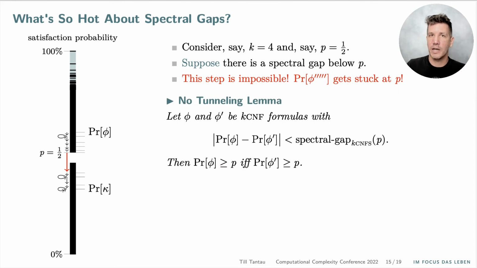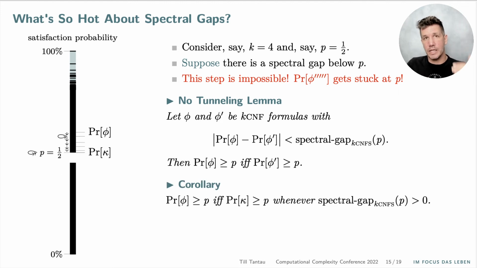It's called the no-tunneling lemma in the paper. It's a little bit like quantum theory, where you have an electron that has an energy level, and then something is forbidden in the middle, and then it can sort of tunnel through this gap, this energy gap. And here our formulas can't. If you have two formulas whose satisfaction probability is so near to one another that it's smaller than the spectral gap, then certainly both of them are either above P or below P, but it can't be one above and one below. It's simply impossible, because then one of them would have a satisfaction probability in the spectral gap.